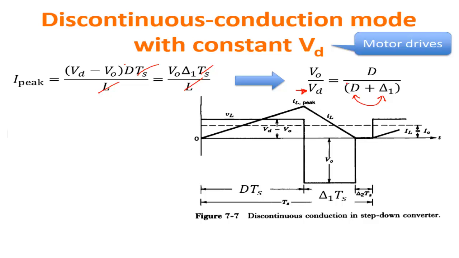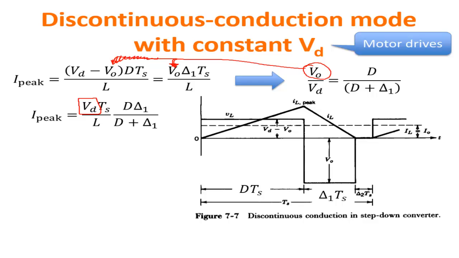Then, if one wants to change the output voltage, one has to change the duty cycle of the switch. And this is actually how it is done. Now we are here. What do we do now?